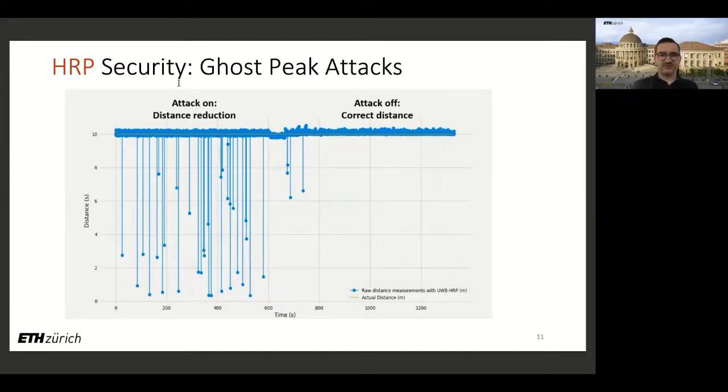If we turn our attack on, we have some distance reduction with different probabilities and at different distances. Here the attack is off, so the correct distance is being measured. So this is just to show that if you don't do the attack, everything is fine. If you do the attack, the distance will be shortened.